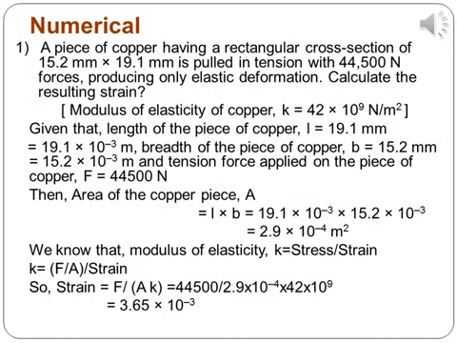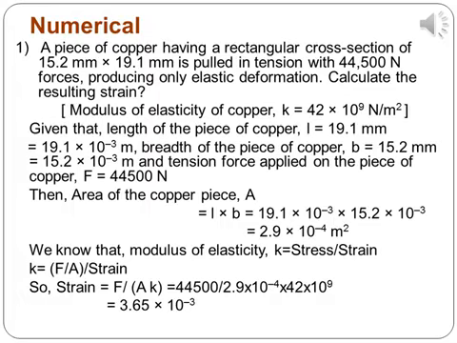Numerical part. Question number 1 is, a piece of copper having a rectangular cross-section of 15.2 millimeter into 19.1 millimeter is pulled in tension with 44,500 Newton force, producing only elastic deformation. Calculate the resulting strain. Given modulus of elasticity of copper, K is equal to 42 into 10 the power of 9 Newton per meter square. Let us see its solution.